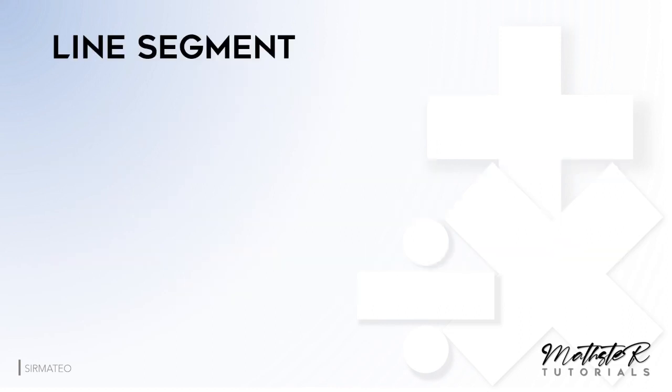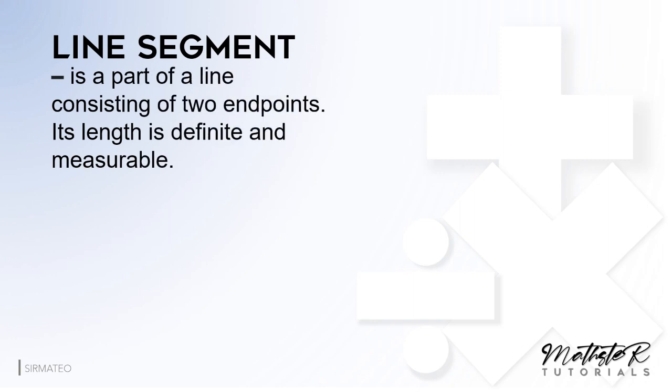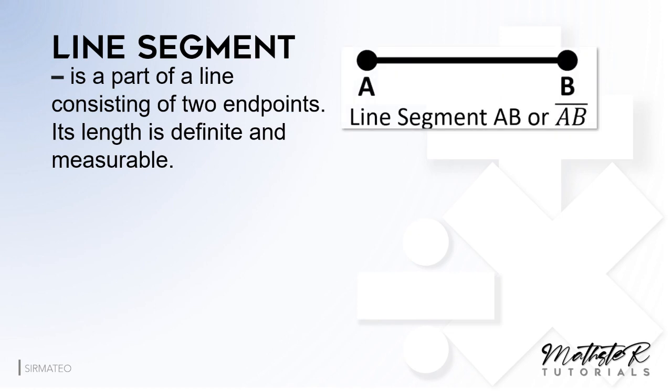So first, we have line segment. It is a part of a line consisting of two endpoints. Its length is definite and measurable. So ito ang example niya. So kung napapansin nyo, meron siyang endpoint sa magkabilang dulo. It cannot be extended in both directions or in opposite directions. So pwede natin siyang pangalanan as line segment AB, always use a capital letter, or yung merong line sa taas or above line na AB.